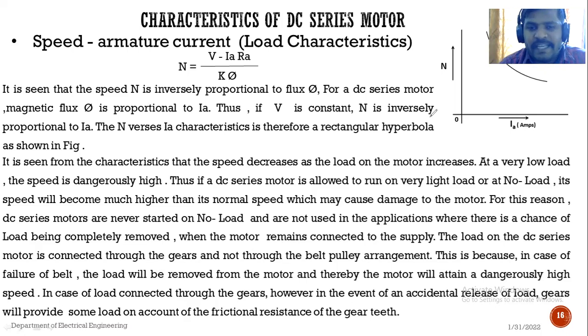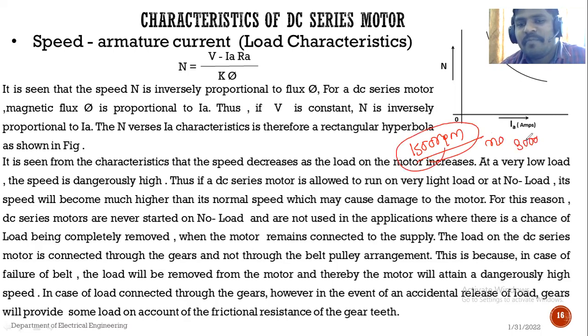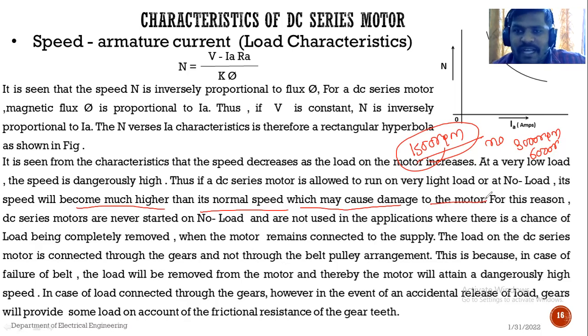Suppose the normal speed of the motor is 1500 revolutions per minute. If you run the motor at no load, the speed may be 3000 revolutions per minute, or it may be 6000 revolutions per minute. That means 2 to 4 times the rated speed. Okay, so the speed will become much higher than its normal speed, which may cause damage to the motor. So for this reason the DC series motor is never started on no load. We never start a DC series motor on no load.